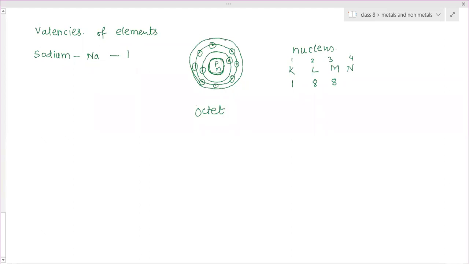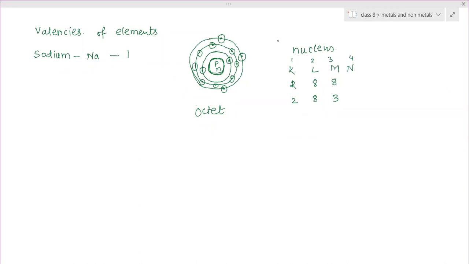But now take a single atom that has 2 electrons in the K shell, 8 in the L shell, and 3 electrons in the last shell. The M shell has 3 electrons, 1, 2 and 3. So what is the capacity of this third shell? What is the actual capacity of the third shell? 8 electrons. But how many are there? 3. So that means it is stable or unstable? Unstable, because it doesn't have 8 electrons.